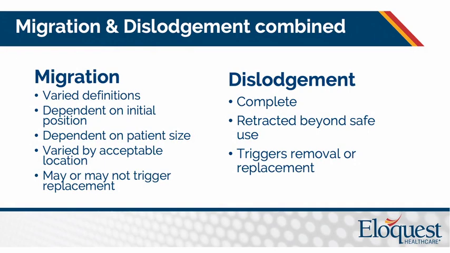Okay, so migration and dislodgement. We put those together. I wish we could have separated them. But think right now, since I can't use too much time, what's your definition of migration? 1 centimeter, 2 centimeter? Doesn't it depend on the size of your patient? Neonatal or larger? Doesn't it depend where you put the tip in the first place?